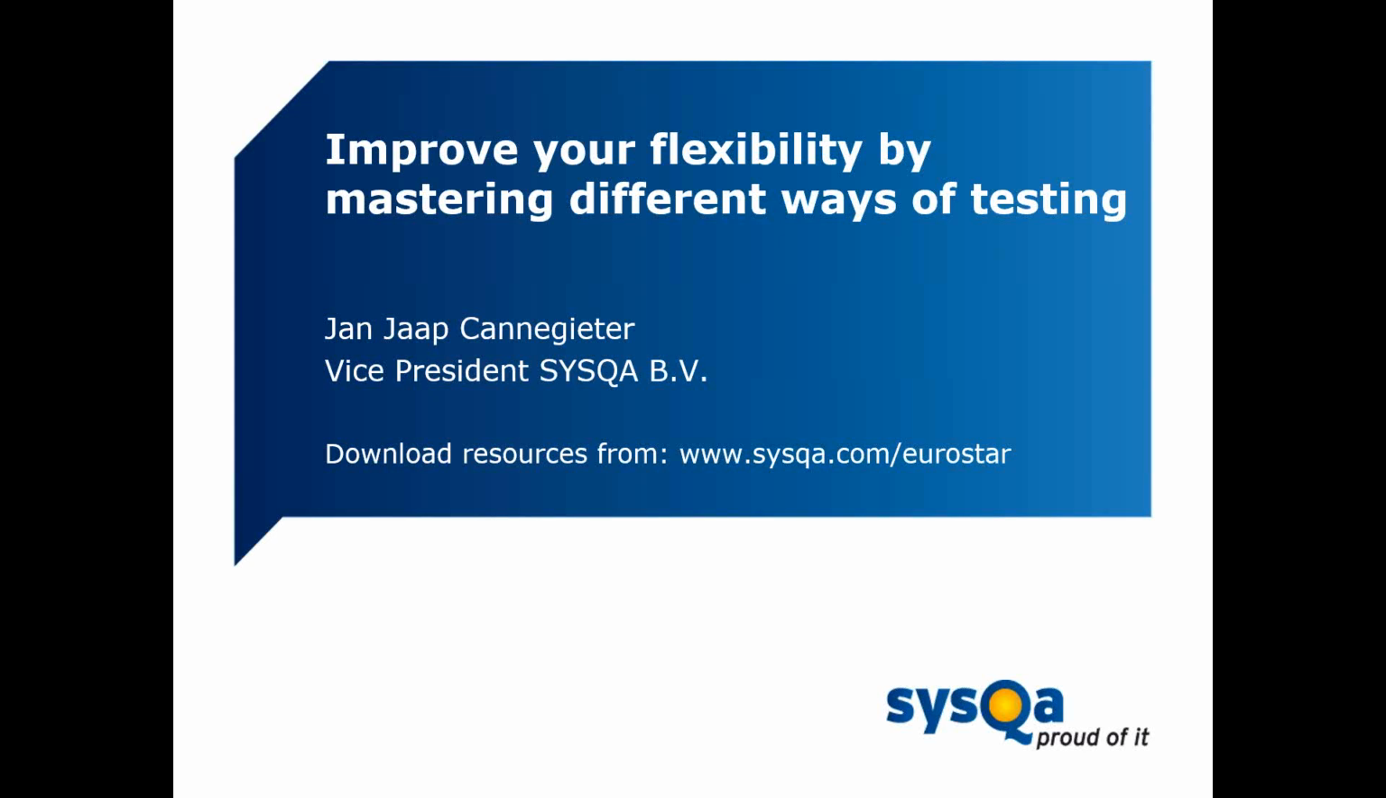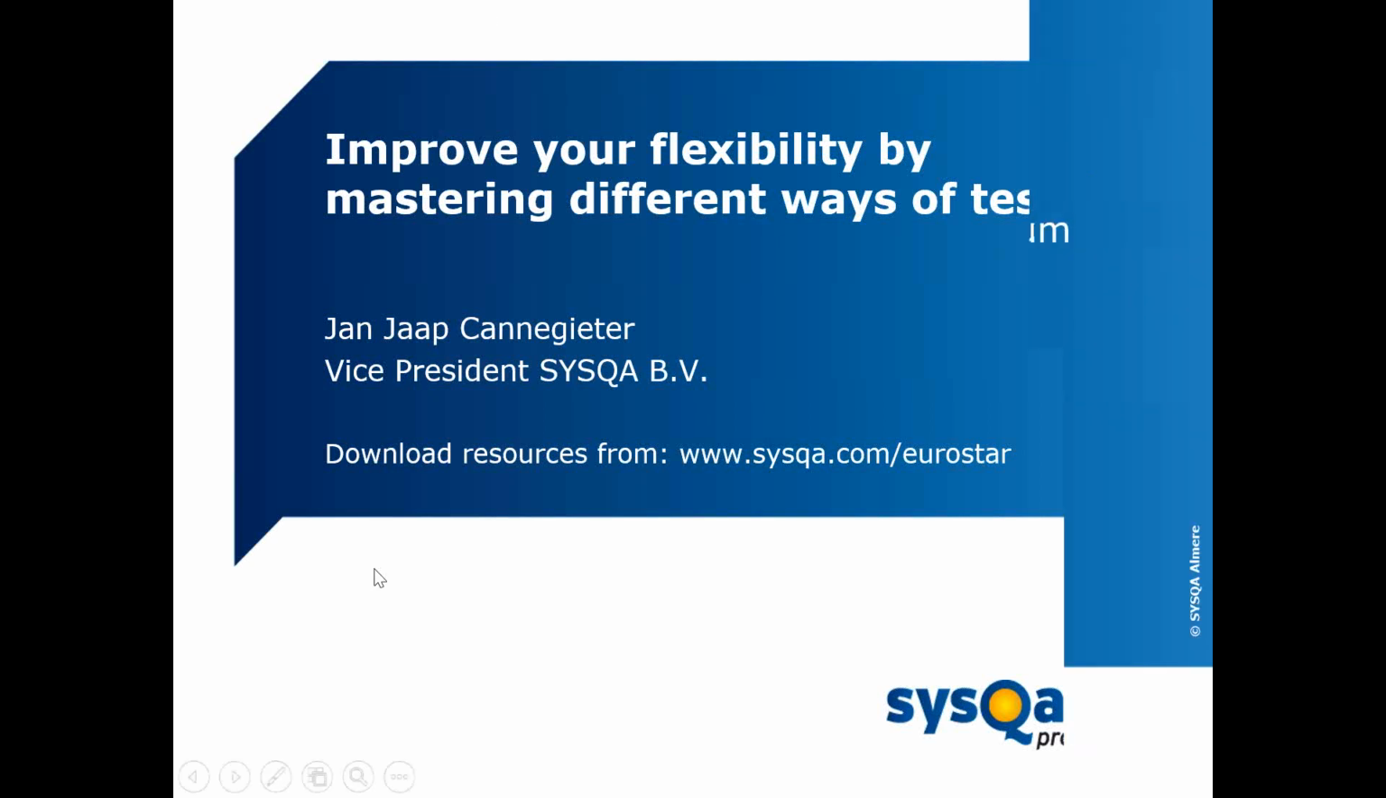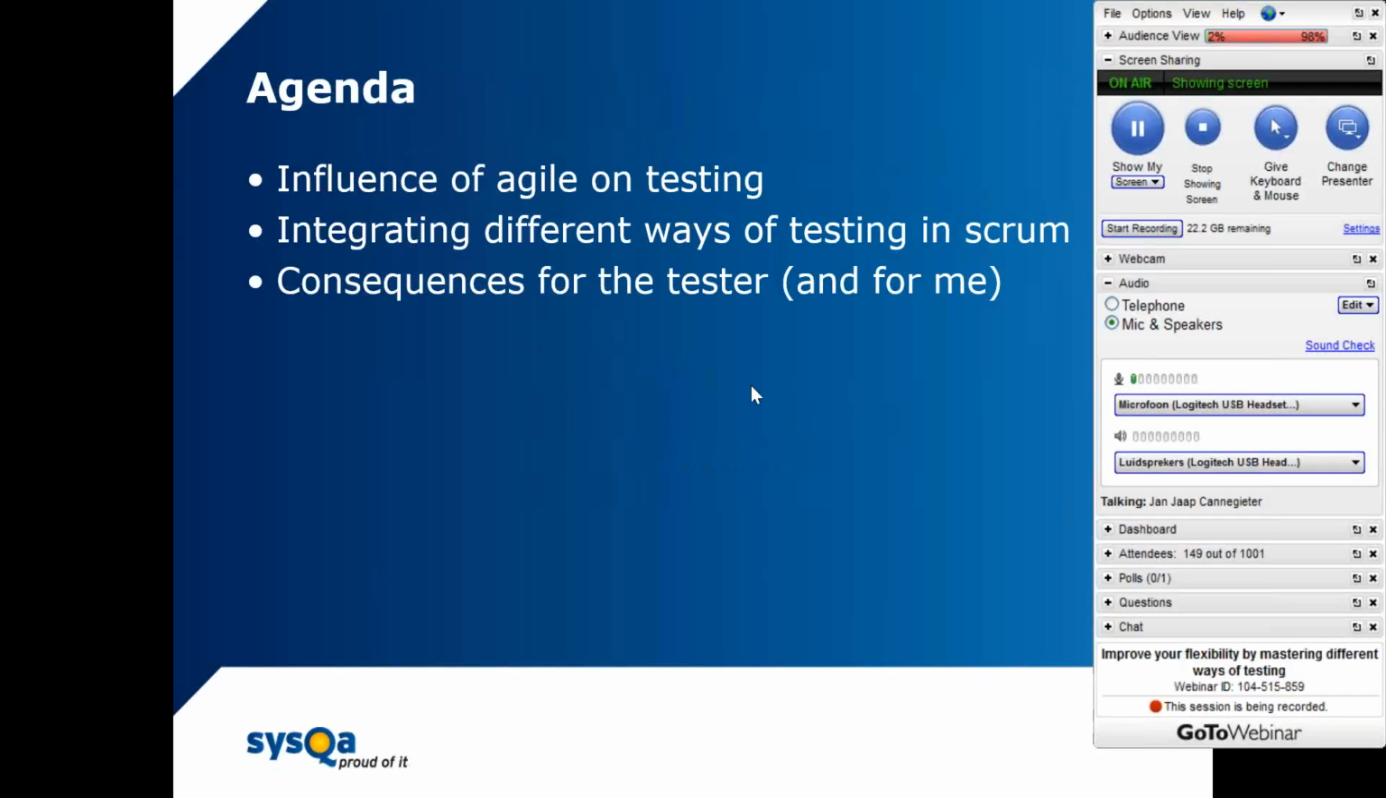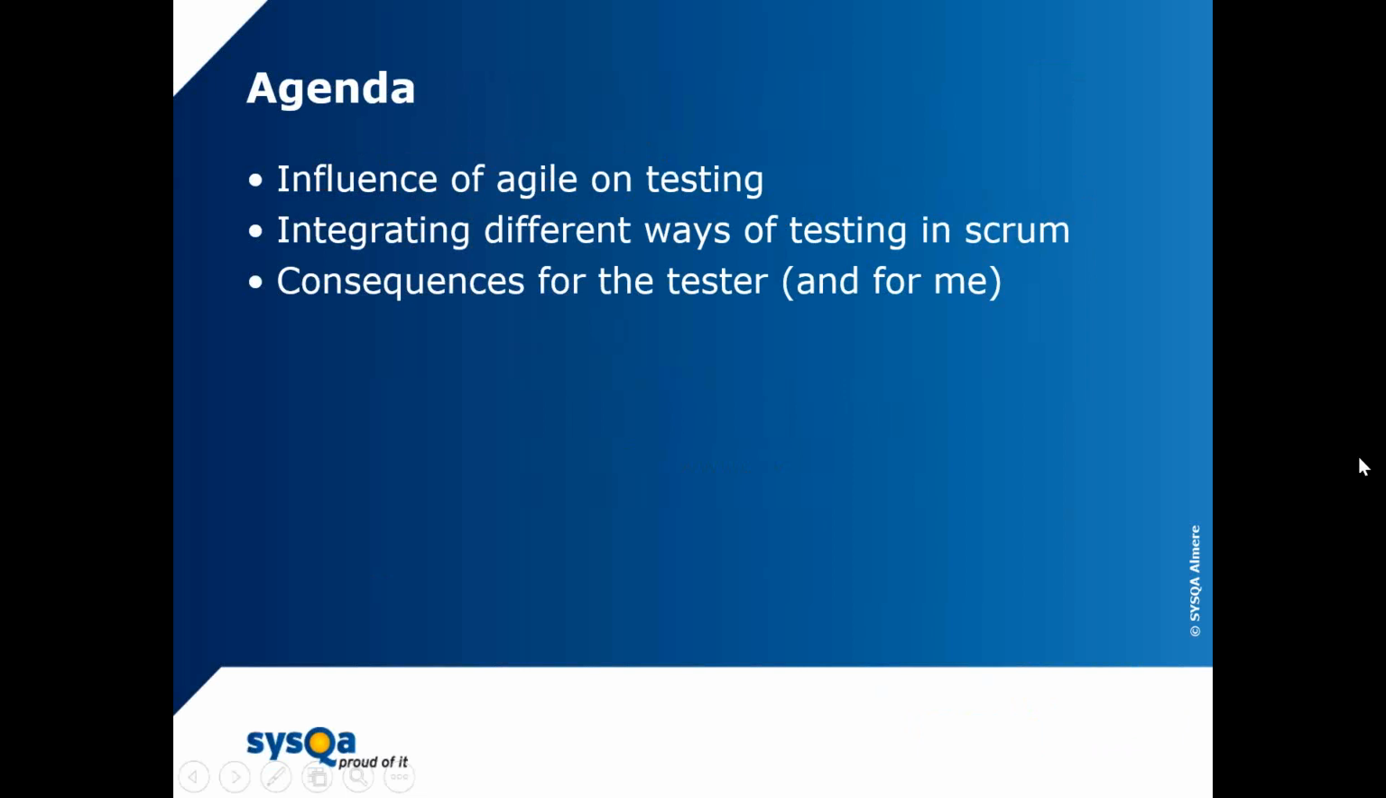The agenda. I planned to talk maximum 30 minutes and then go to the discussion. First, I will discuss with you the influence of Agile on testing and the influence on our attitude as a tester. Then I will talk about integrating different ways of testing in Scrum, because we have to apply different ways of testing, we have to master them, and then the consequences for the tester.